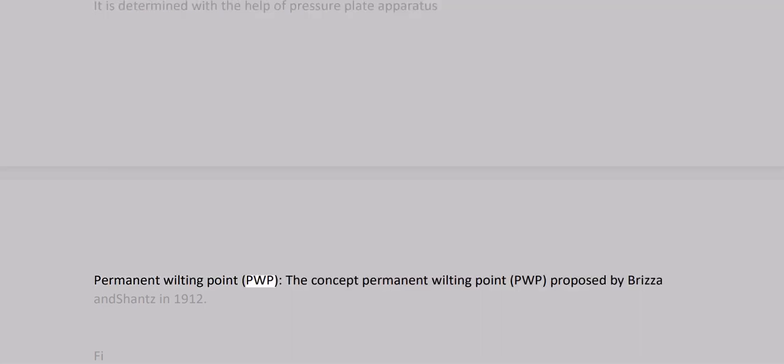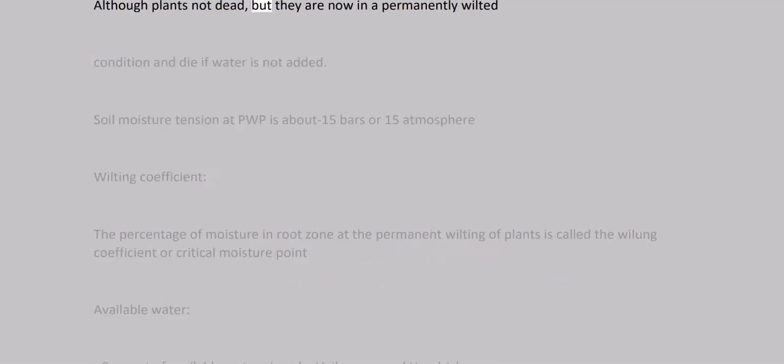Permanent wilting point, PWP. The concept of permanent wilting point was proposed by Briggs and Shantz in 1912. They utilized dwarf sunflower as an indicator plant. It is the soil moisture content at which plants can no longer obtain enough moisture to meet their requirement and remain wilted unless water is added to the soil. It is the lower limit of available water to plants. Although plants are not dead, they are in a permanently wilted condition and die if water is not added.